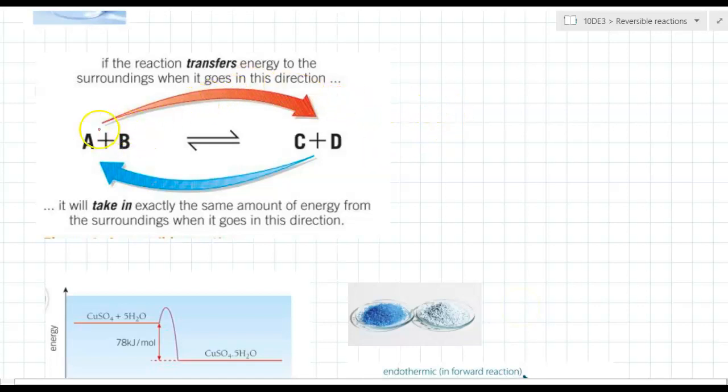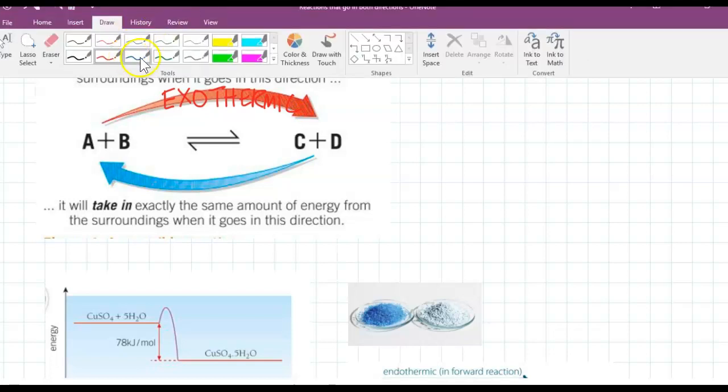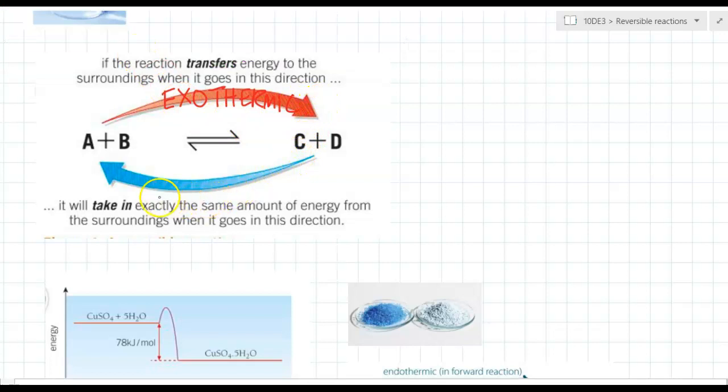So you can see here I'm still representing my chemical reaction with A and B turning into C and D, and at the same time C and D breaking down into A and B. Okay, so look at these definitions on the arrows here. If the reaction transfers energy to the surroundings, in other words, it gives out energy, that would usually be heat, it would be exothermic. And if the chemical reaction is taking in energy, we know the word for that is endothermic.